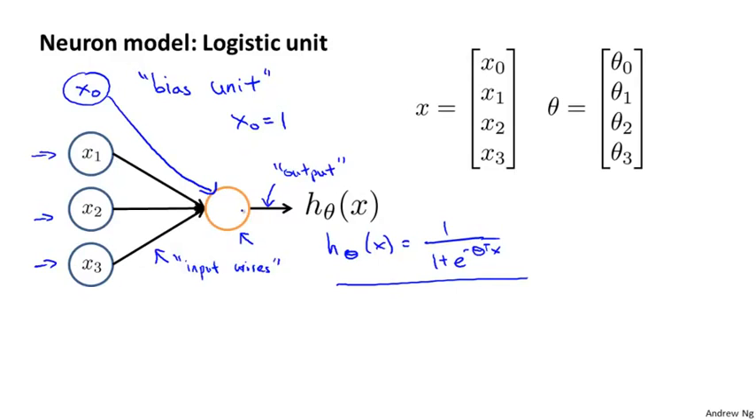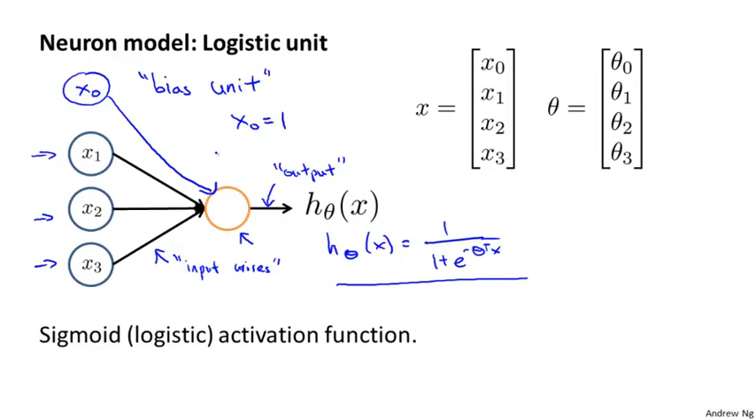Finally, one last bit of terminology. When we talk about neural networks, sometimes we'll say that this is a neuron, or an artificial neuron, with a sigmoid or a logistic activation function. So this activation function, in neural network terminology, is just another term for that function, for that nonlinearity g of z equals 1 over 1 plus e to the negative z.